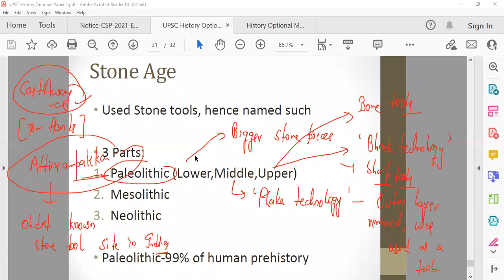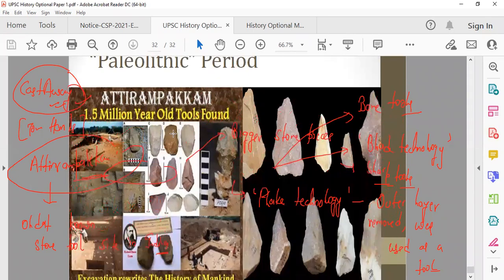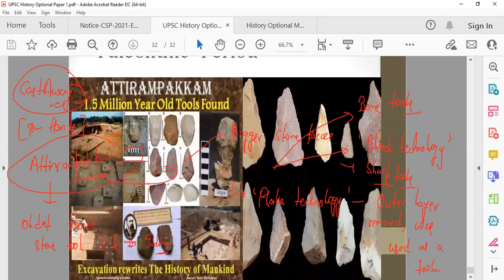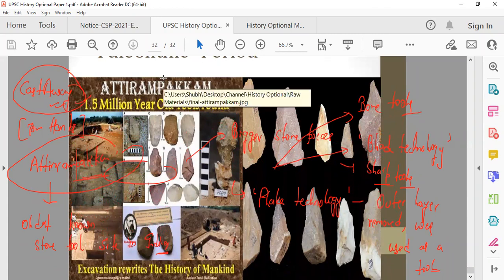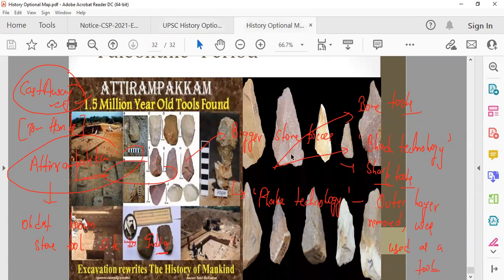So let me show you something. Paleolithic period, Attirampakkam, 1.5 million year old tools found. And you can see how these tools were. What does it mean when we say sharp tools? Then flake technology, blade technology, you can use it when you're making your notes, right? Fine. So Attirampakkam, where is it located?